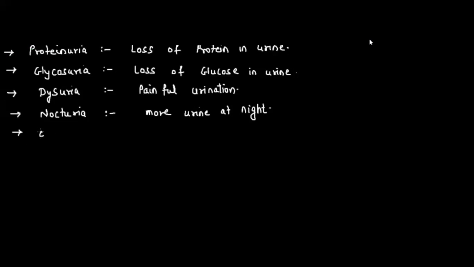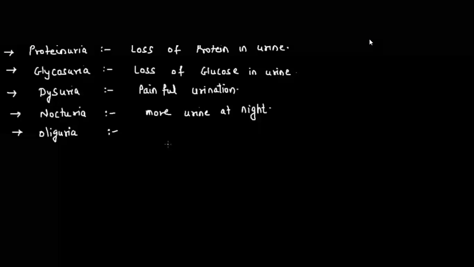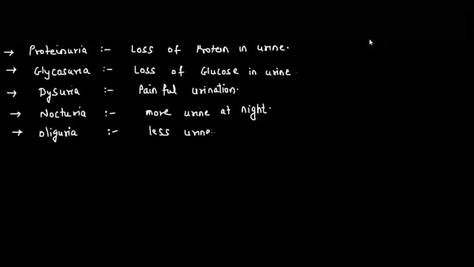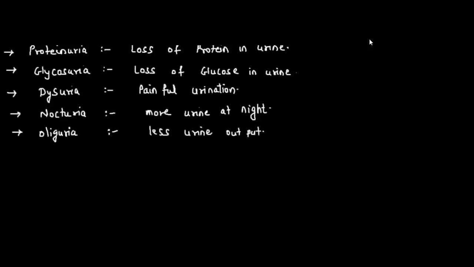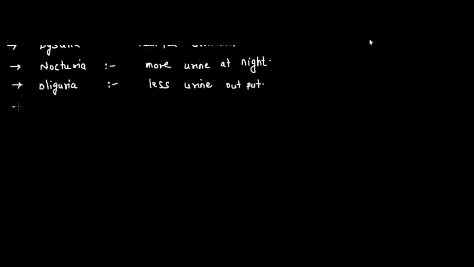So let's see. The next term is oliguria. Olig means less. Less urine output. The patient is not able to pass out urine. Normally, we pass 1 to 1.5 liters of urine per day. But a person suffering from oliguria will pass, let's say, 300 ml per day. There is a condition called polyuria. Poly means many, so there is more urine output. Now instead of 1.5 liters, he passes 3 to 4 liters of urine per day. It means he is suffering from polyuria.